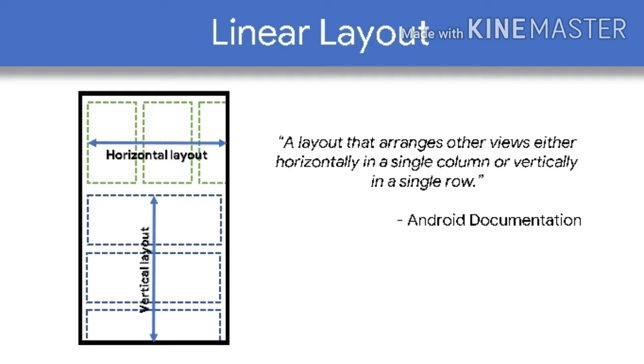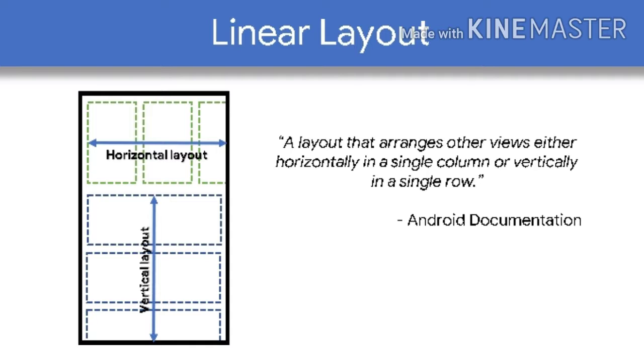So what is linear layout? As its name says, linear layout is a layout which lines up the views or components inside it in a single line, either vertical or horizontal. The Android documentation describes linear layout as a layout that arranges other views either horizontally in a single column or vertically in a single row. We will use it in this portfolio app. So basically, in linear layout, the components inside it are placed next to each other.